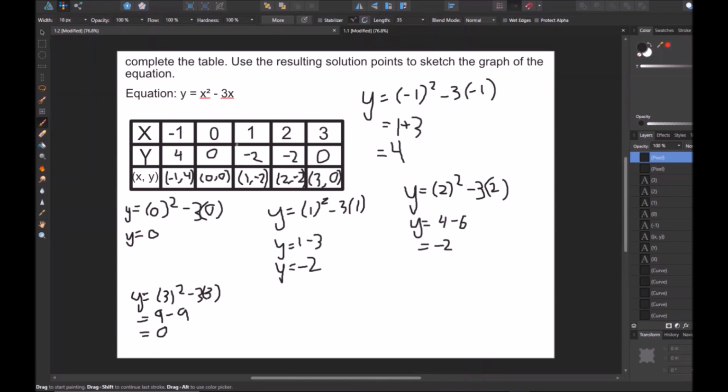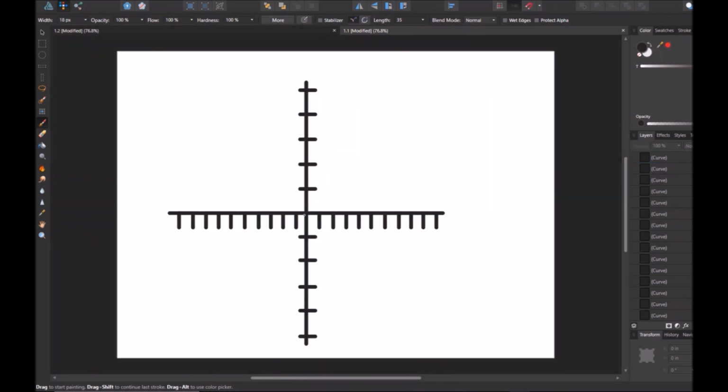This is going to be some sort of upwards facing parabola. But for the purpose of this problem, they do want you to fill out the table, so that's what we're doing. So this first point is -1, 4. So we go to the left of the origin by 1, and then we go up 4 to this point right here.